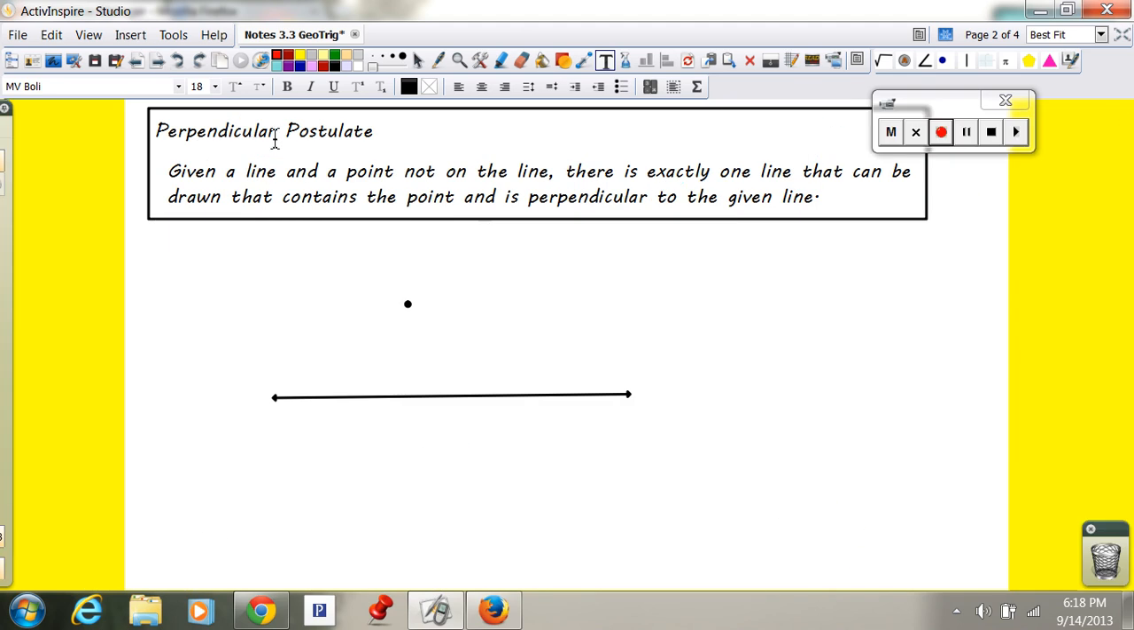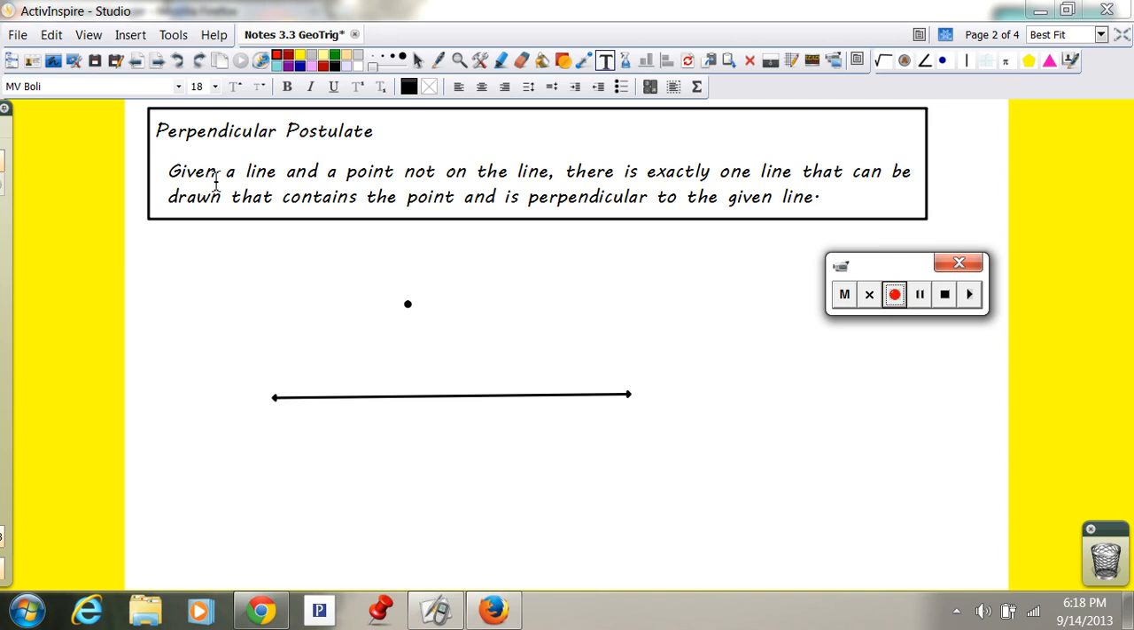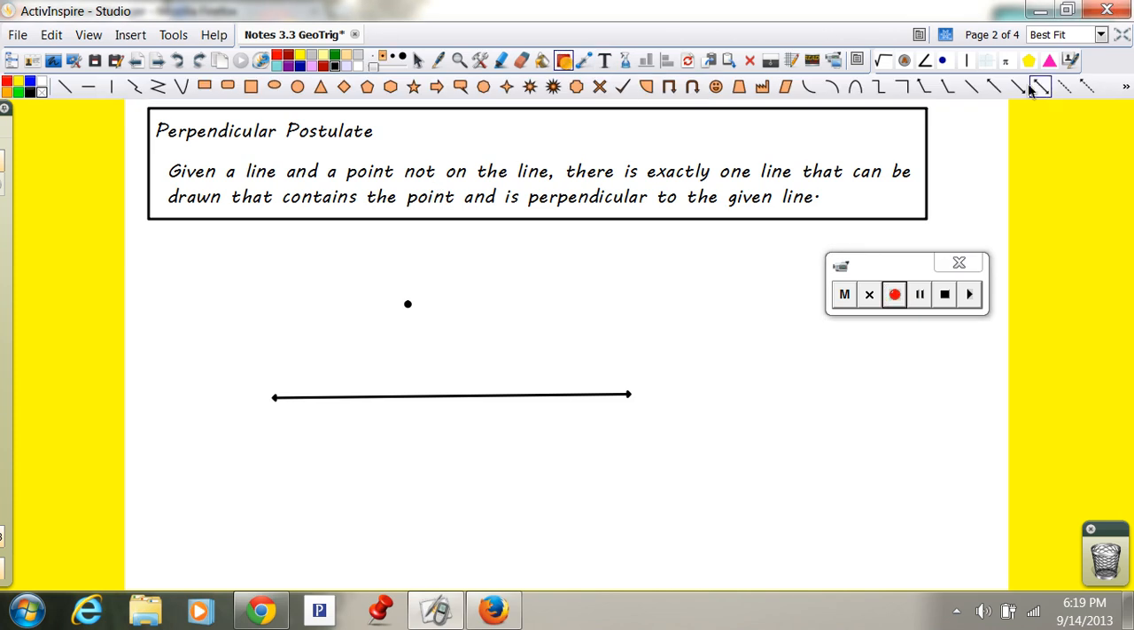So let's look at the perpendicular postulate. They throw this in here, a little side note. Given a line and a point not on the line, just like our parallel postulate. Remember, a postulate is a statement we don't have to prove. It's a given statement that we can always use. Given a line and a point not on the line like we have here, there is exactly one line that can be drawn that contains the point and is perpendicular to this line.